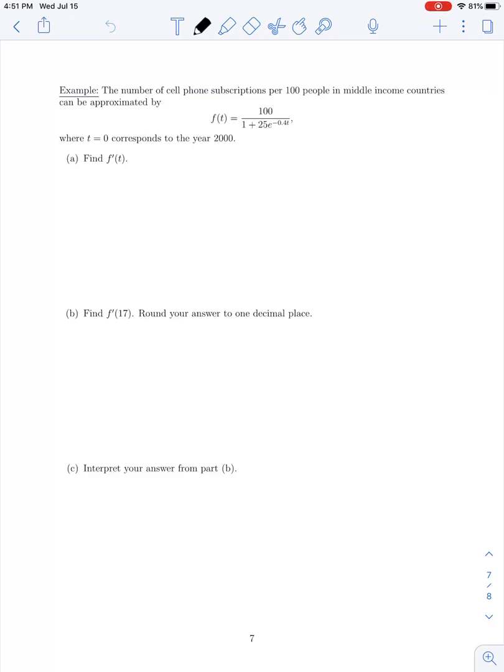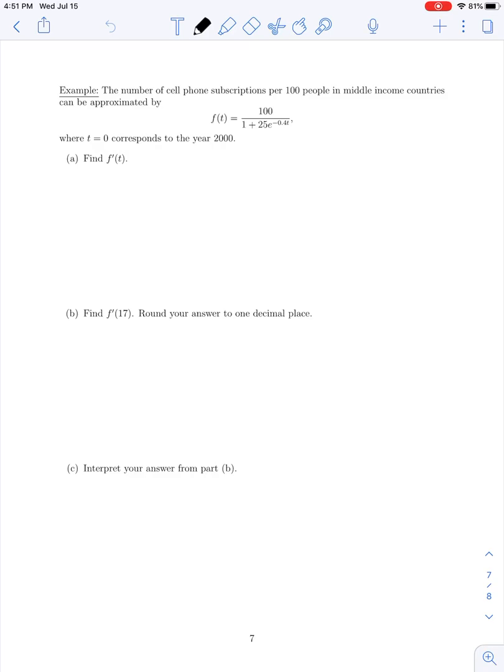Okay, in this lecture we're going to finish up our section 11.8 material on derivatives of exponential and logarithmic functions. And in our last couple of examples for this section, we'll look at some applications of the derivatives of exponential or logarithmic functions. So let's consider the following.